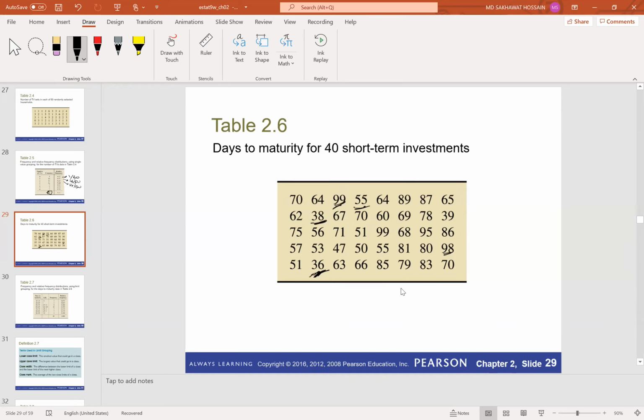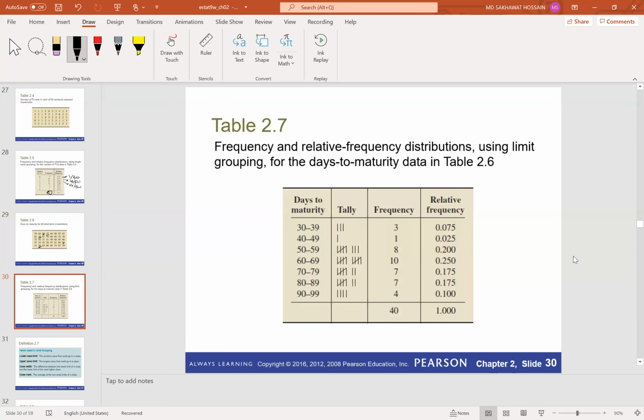So in that case, it will not be a good idea to group them as a single value. Instead of grouping as a single value, you can group them as a limit. Limit means, since the minimum is 36, we can start from 30, or you can also start from 35 because the minimum is 36, but you have to make sure that the limit includes all the numbers. The lower limit to the upper limit, from minimum to maximum, includes all the numbers. Since the maximum is 99 and the minimum is 36, we have to group the data so that we include 36 and 99 as well.